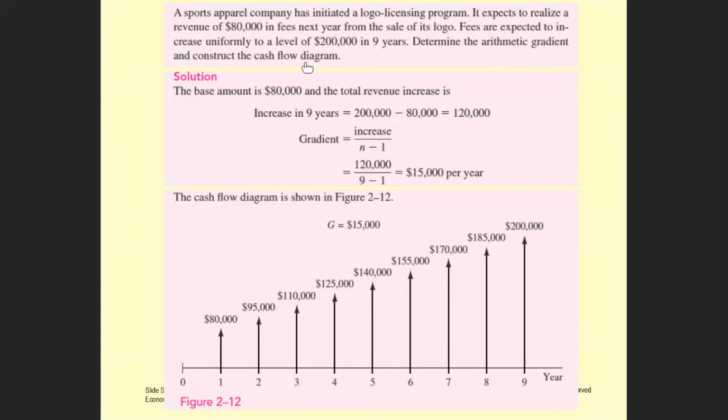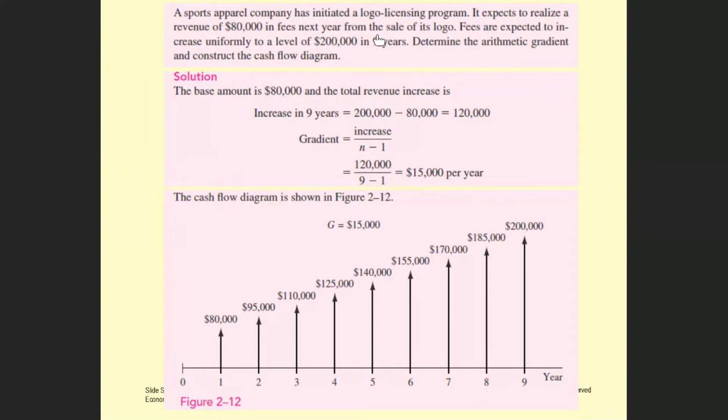To find the arithmetic value by which amounts increase per year. The case says a sports apparel company has initiated a logo licensing program. A sports company created its logo, meaning it established the logo and the brand. It expects to realize a revenue of 80,000 in fees next year from the sale of its logo. They expect revenue of 80,000.